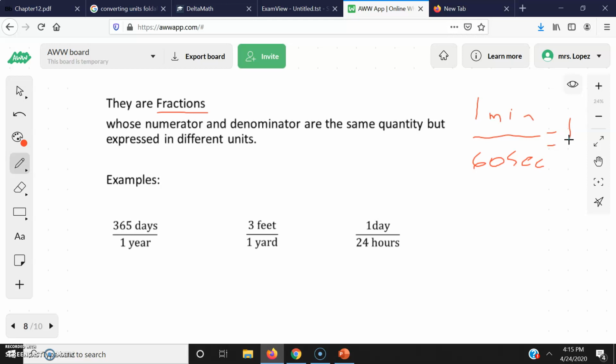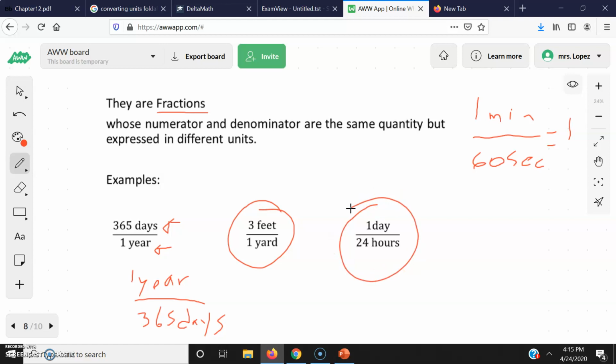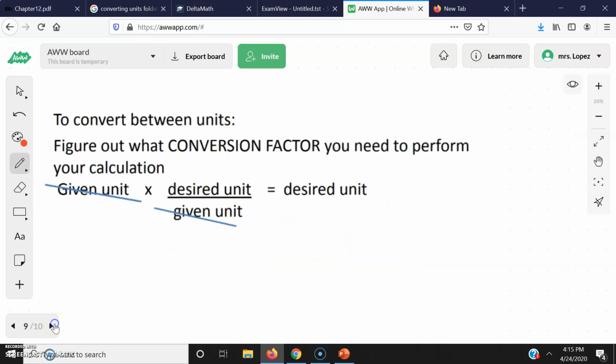Examples. 365 days is 1 year. Can I say 1 year over 365 days? Sure. So it depends on what you need to convert units. And that's what we are going to see next. 3 feet is 1 yard. 1 day, 24 hours. Okay, let's see. How are we going to use these conversion factors?